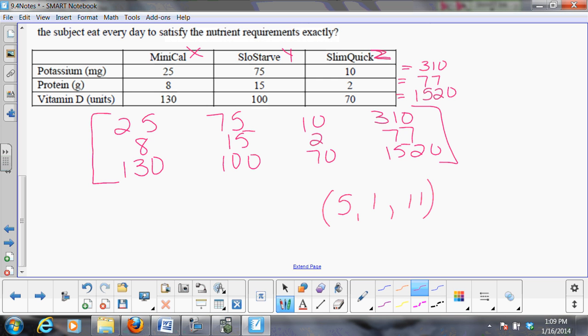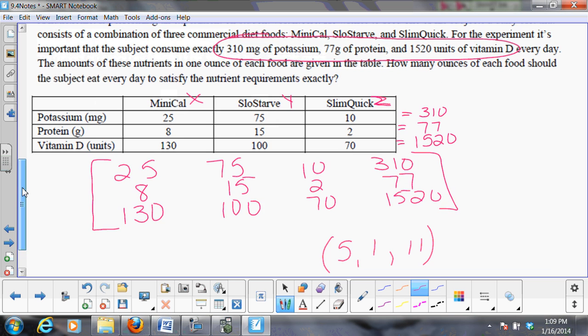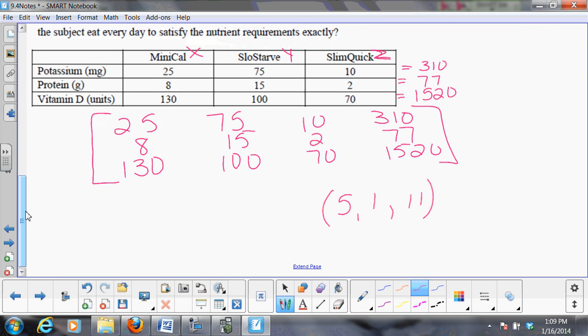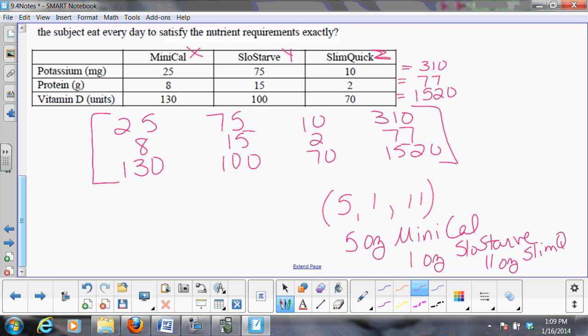So I need 5, I don't know what's the ounces. I need 5 ounces of mini-cal, 1 ounce of slow starve, and 11 ounces of slim quick. Sounds delicious. All right, and that is the end of this section.